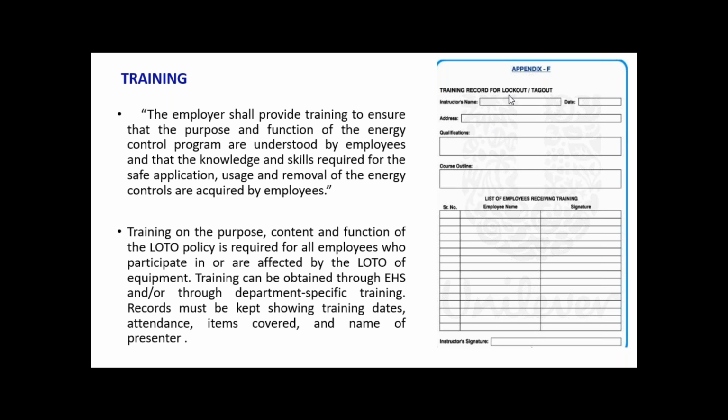So the training record for lockout and tagout systems includes the instructor name, date, address, qualification, then the course outline of this training, then the list of employees receiving training, like serial number, employee name, signature, and the instructor signature. So all these are the different contents that may be modified as per our requirement, and that can be called a particular appendix for these LOTO systems.